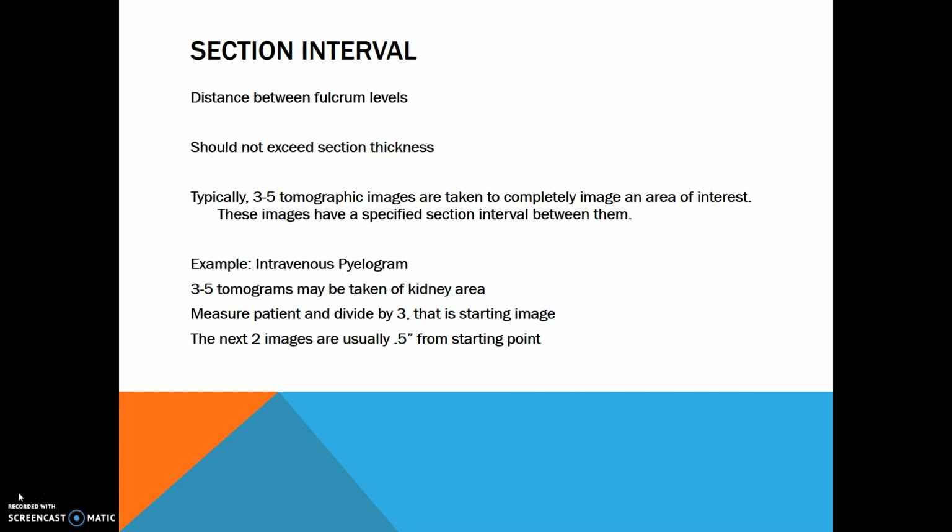The section interval is the distance between fulcrum levels. It should not exceed the section thickness. Typically, 3 to 5 tomographic images are taken to completely image an area of interest. These images have a specific section interval between them. For example, for an intravenous pyelogram, 3 to 5 tomograms may be taken of the kidney area. You will measure the patient and divide by 3. That is the starting image. The next 2 images are typically 0.5 inches from the starting point.